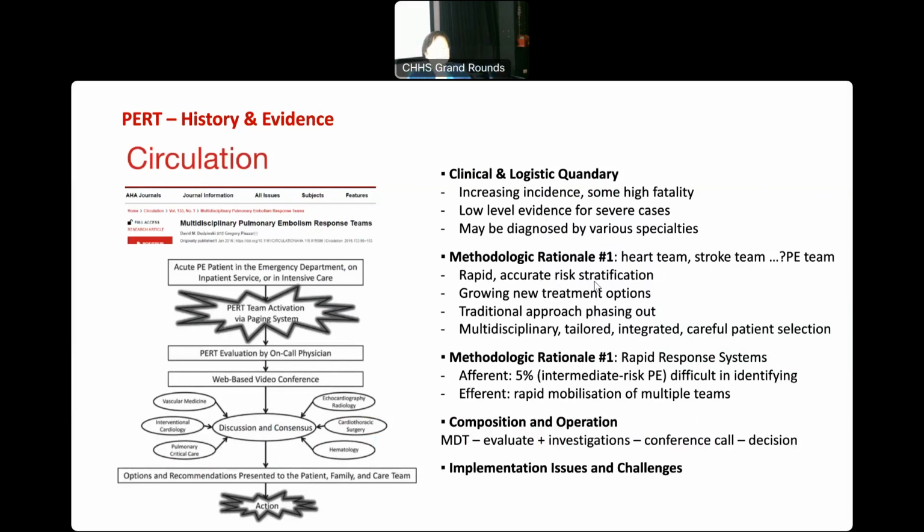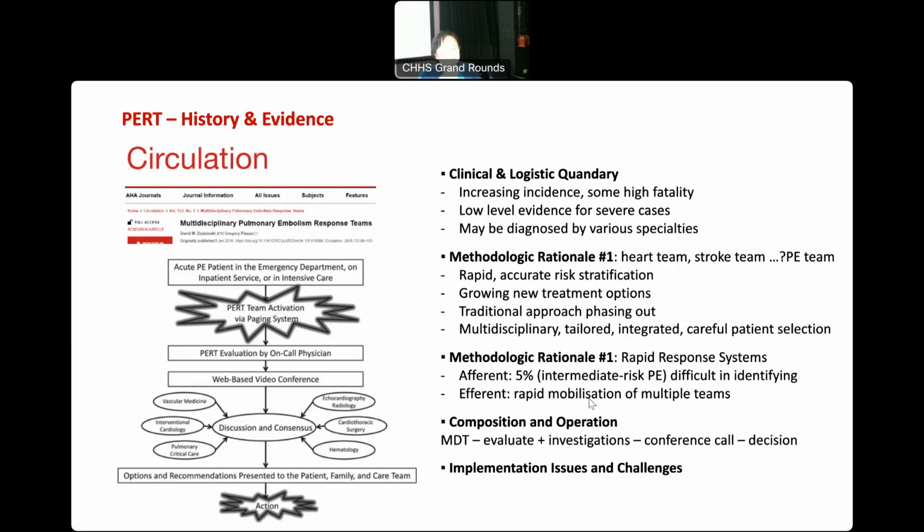What about rationale number 1? You have heart attack teams, you have stroke teams, for such high-fatality diseases. Why don't we have a PE team? We need rapid, acute, accurate risk stratification. We have more and more treatments coming in, and some treatments going out. I think Glenn's going to agree with me, his surgical embolectomy is going out. And this is indeed multidisciplinary, tailored care for patient selection. Why don't we have a PE team?